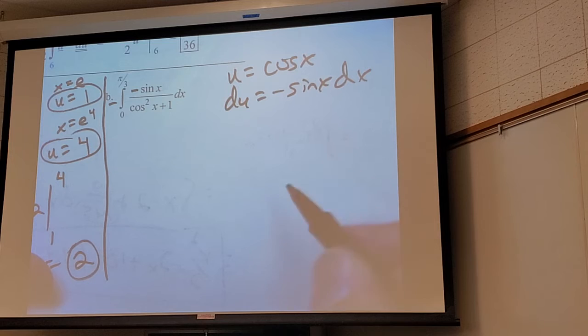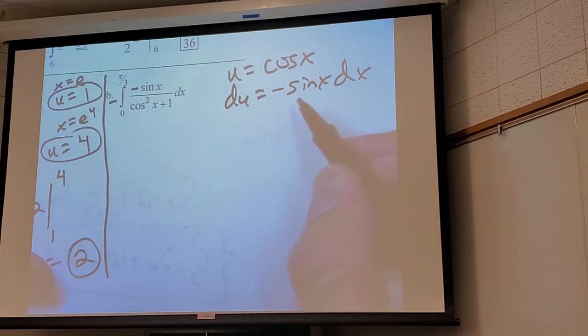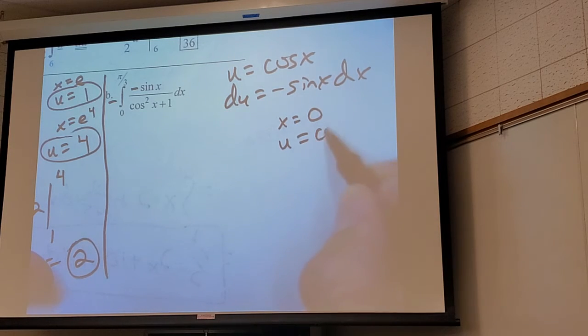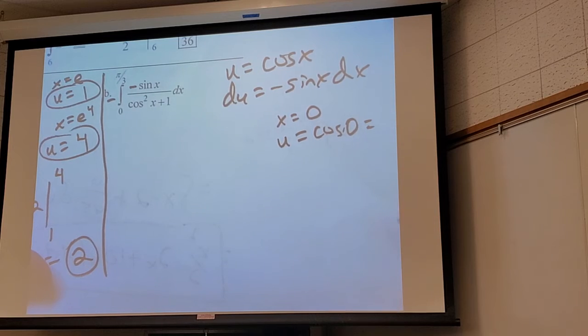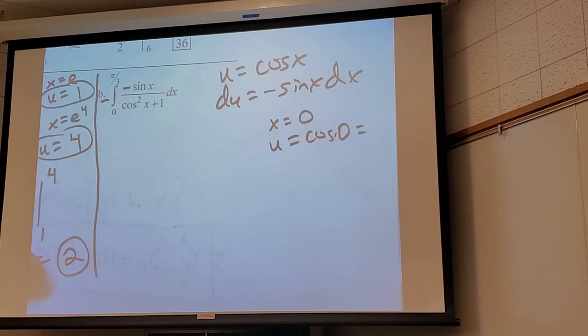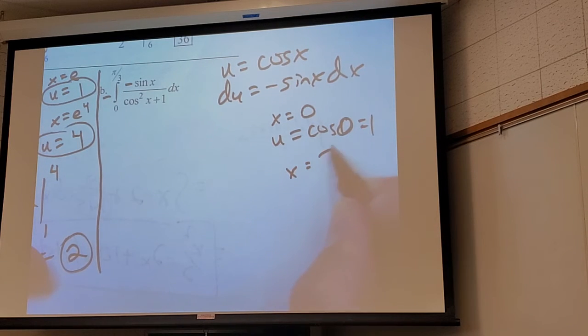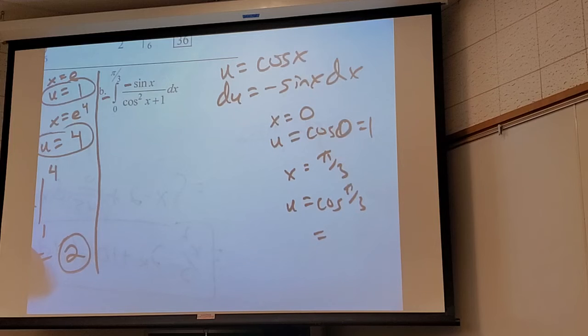What do I need to change? The interval. Yeah, the interval, I like it, the limits. So when x is 0, what is u? What's cosine of 0? 1. When x is pi over 3, what is u? 1/2. There you go.